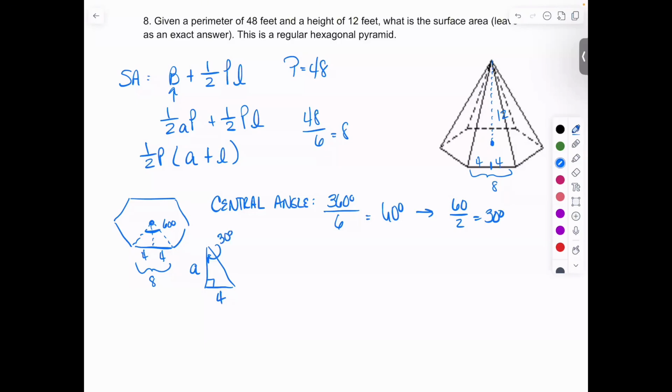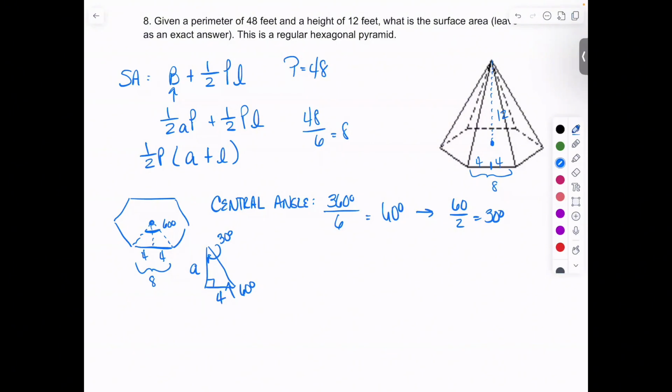Always remember, if you're trying to break down for area purposes, if you're trying to find the apothem or maybe the side length, you need to take 360 and divide by however many sides you have to get the central angle, and then cut it in half, because you're going to look at one separate right triangle from the individual triangle you just created. So we have a 30, 60, 90 situation, and we need to know our ratios for sure.